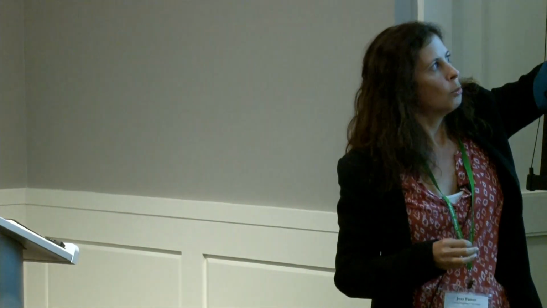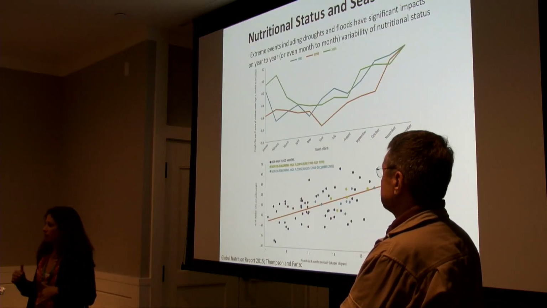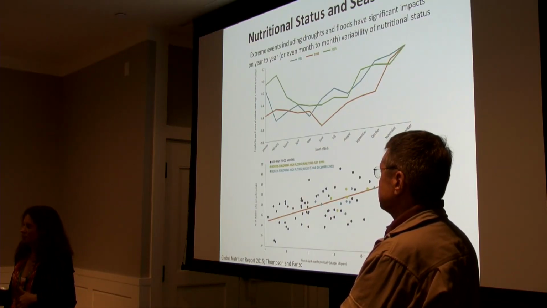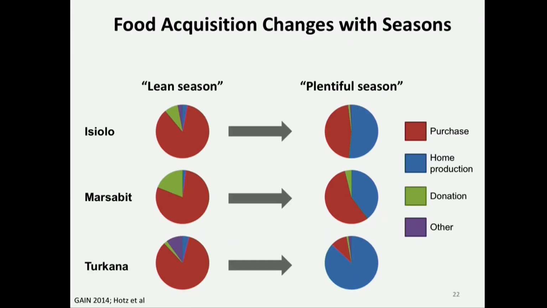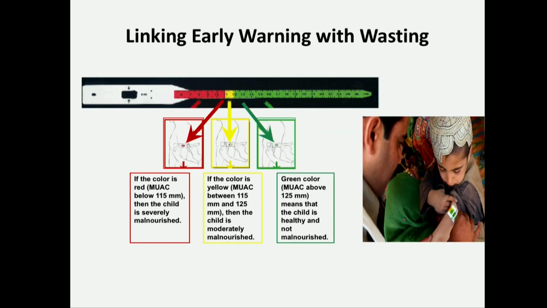So this was in the Global Nutrition Report climate chapter. Stunting varies from season to season and year to year. And they can serve as proxies for what's happening with seasons. And you can also look at how people acquire food seasonally. And these can be triggers for why we're seeing children who are stunted. The other one, and this is my last slide, is wasting.